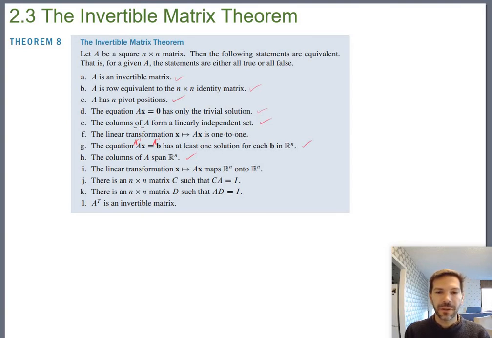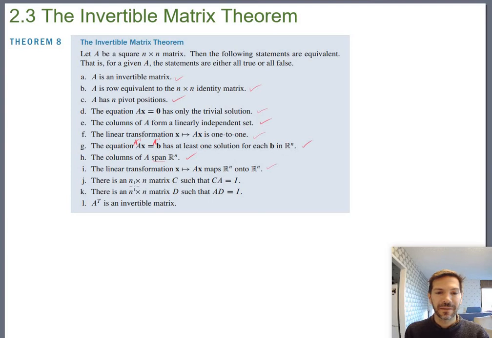And if there's only one solution set for Ax equals 0, there's only one solution set for any other b. That does mean that the solutions are reversible. You can trace them back to where they came from. So it's one-to-one. And the linear transformation maps the input onto all of the output, which is the same thing as saying span.